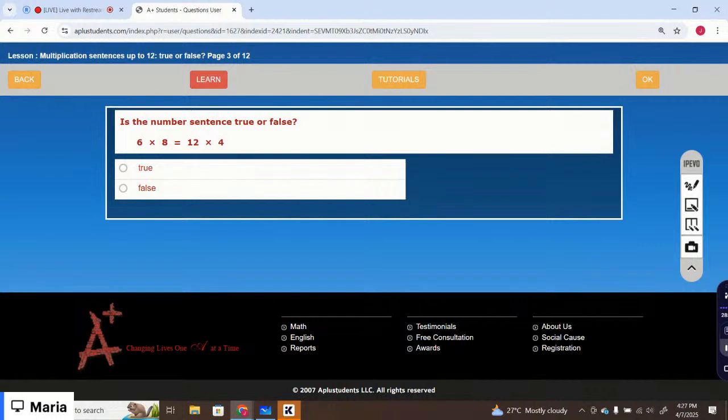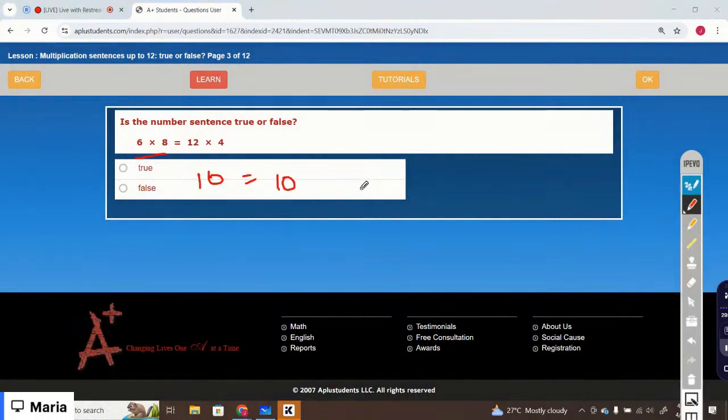Is the number sentence true or false? 6 times 8 is 48 and 12 times 4 is also 48. So both sides are exactly equal, so true it is.